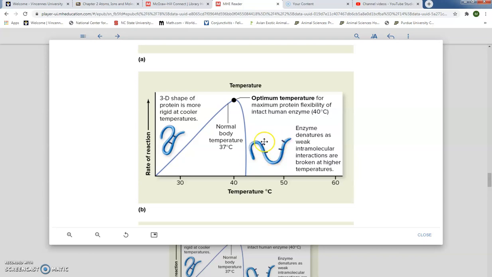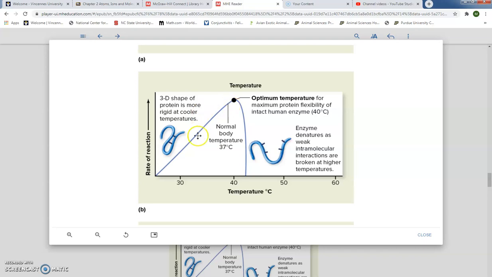So they will break. And remember, this is the normal shape. If they don't have their normal shape with their normally shaped active site where the substrate binds, they can't function. So then reaction rate will drop considerably and essentially stop. You won't have any chemical reactions being catalyzed when you get above that optimal temperature.